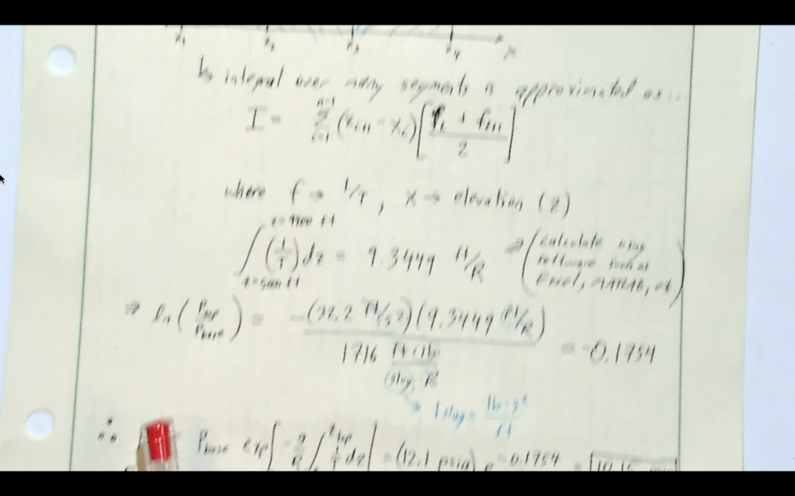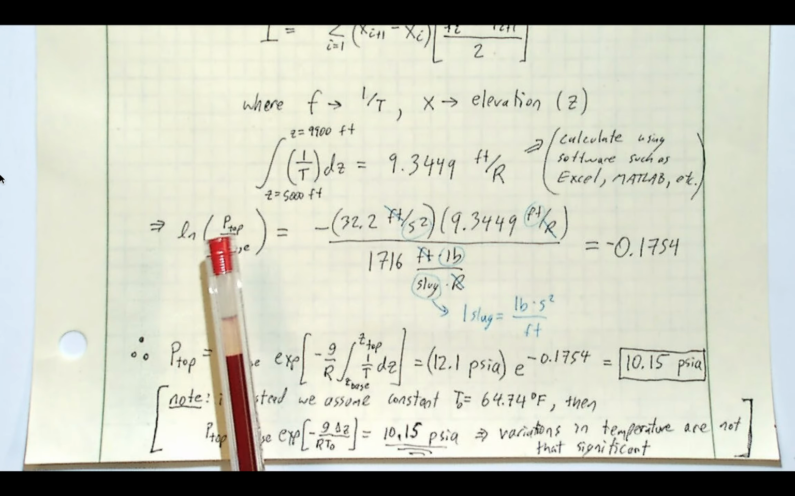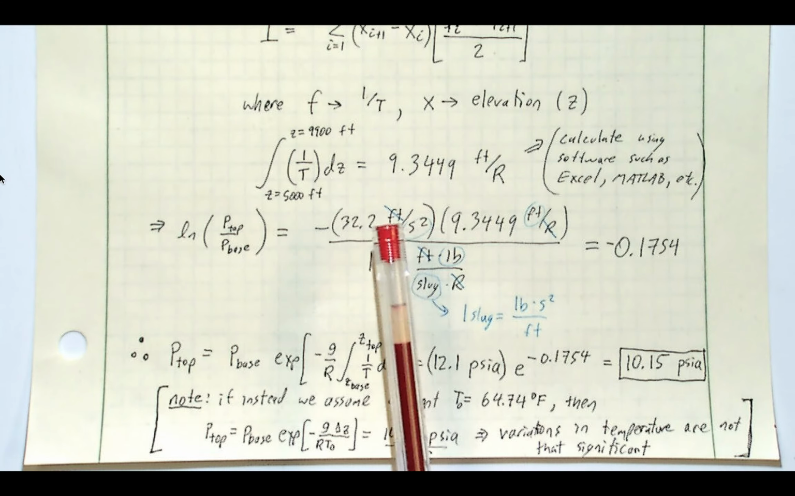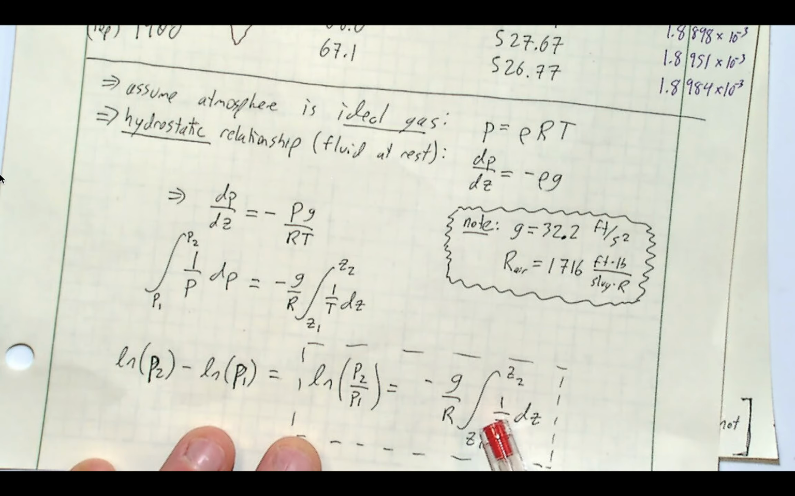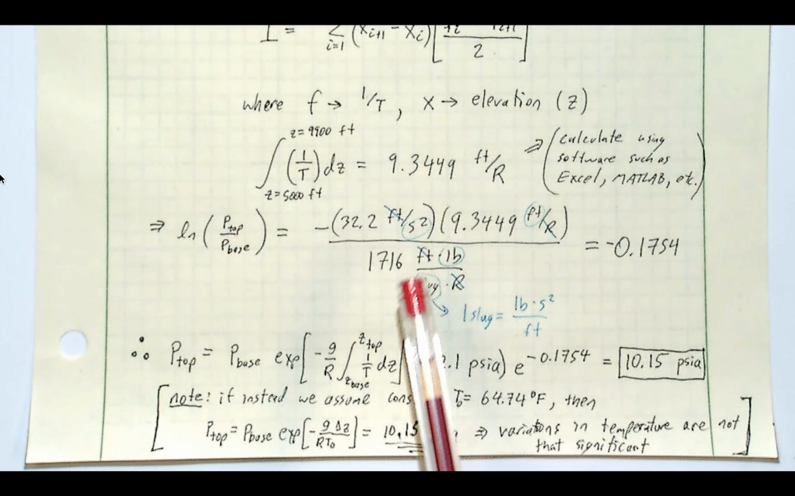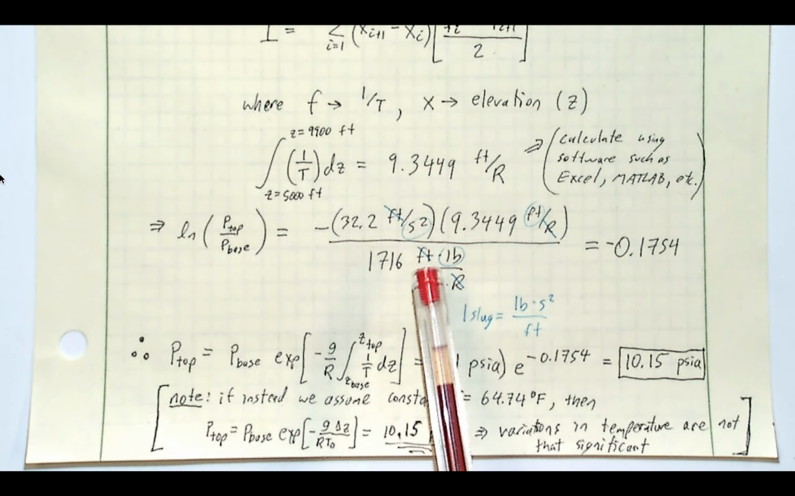We then go back to our formula, plug in the natural log of P2 over P1, or in this case P top over P base. So it's the integral of 1 over T between two heights. That came from our trapezoidal rule, but now we need to multiply it by minus g over R. g is 32.2 feet per second squared. Our R is 1,716 feet-pound per slug Rankine.